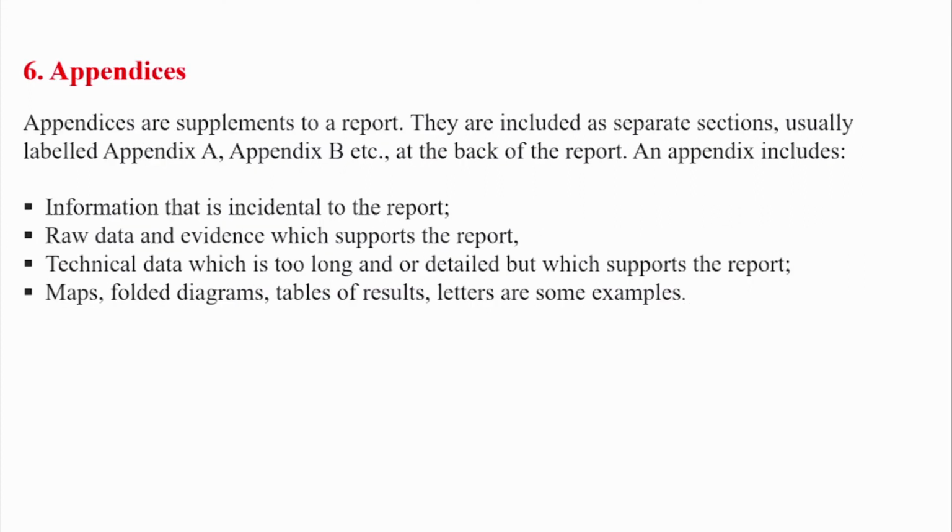Then sixth, we have appendices. Appendices are supplements to a report. They are included as separate sections, usually labeled Appendix A, Appendix B, etc. at the back of the report. An appendix includes first, information that is incidental to the report, second, raw data and evidence which supports the report, third, technical data which is too long and or detailed but which supports the report, and fourth, maps, folder diagrams, tables of reports, letters are some examples.